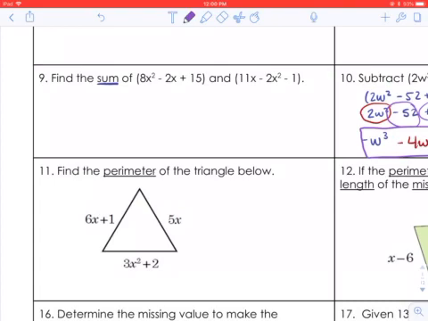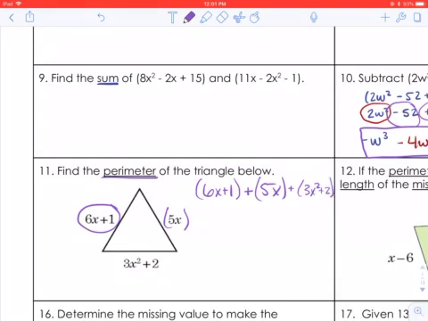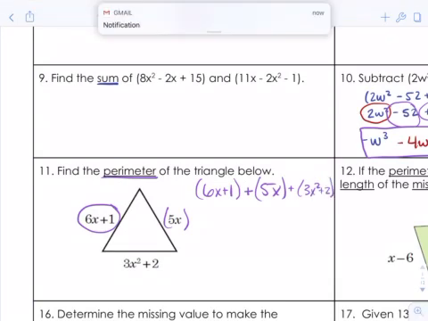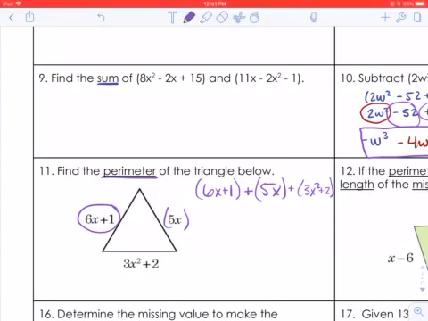And I'll work through that now to make sure you've got it. So we're going to find the perimeter of the triangle below. Remember, the perimeter means we're going to add up all the sides. So we're going to say, well, this first side, 6x plus 1, we're going to add it to this other side, which is 5x, and I'm going to add it to 3x squared plus 2. All right, so the same thing, we're going to find our like terms and combine them. So I've got, I'll do this in a little salmon color.